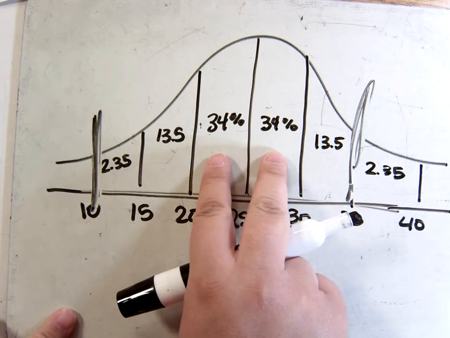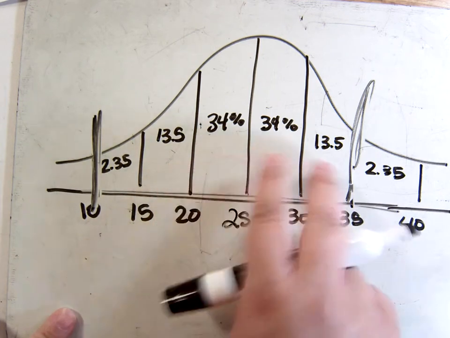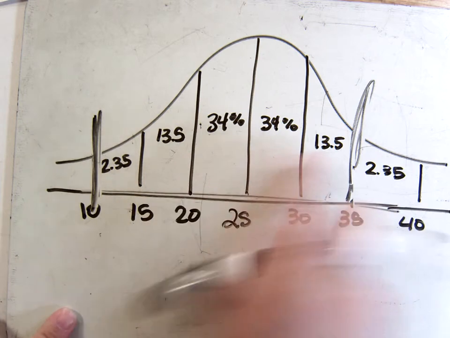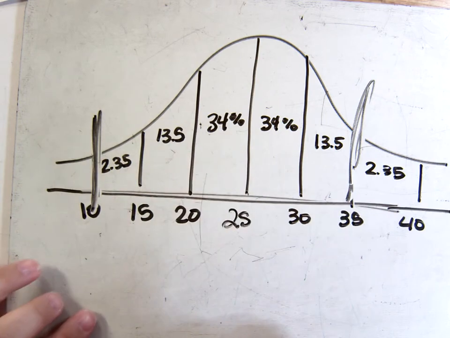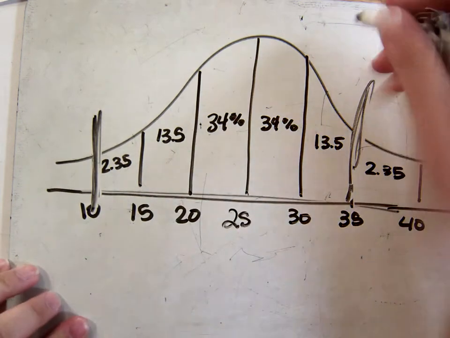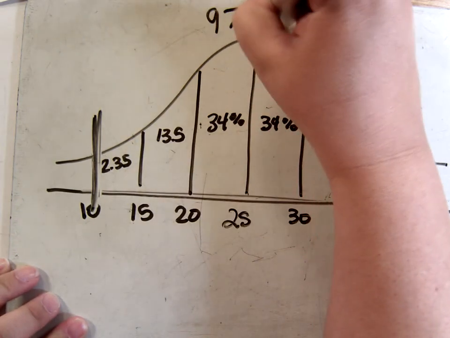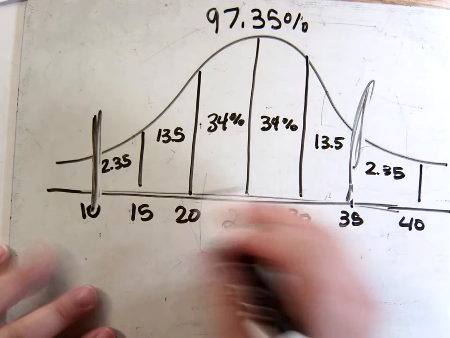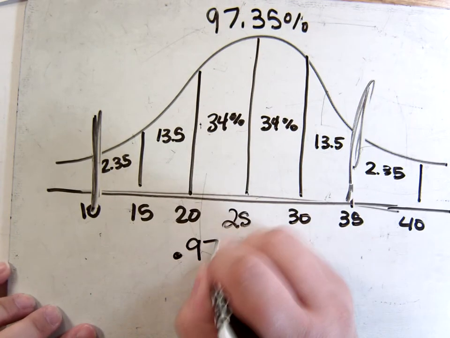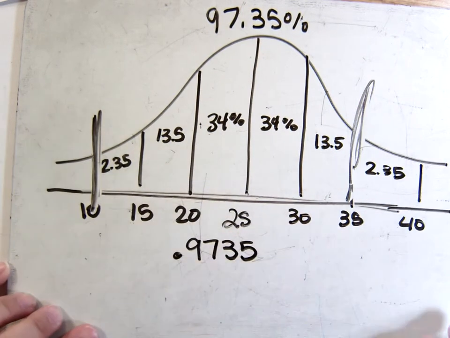So this is 68, and then I think this would be 95 altogether here, plus 2.35, so it should be 97.35. Is that what you get? Okay, 97.35%. Or you could do it as a probability and say 0.9735, or you could do it as a decimal rather.